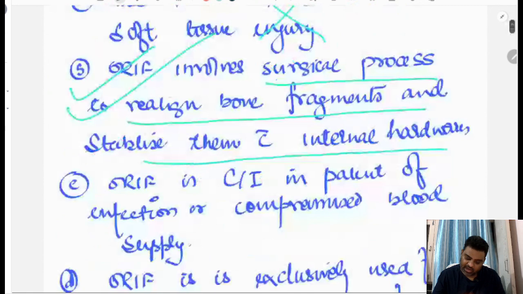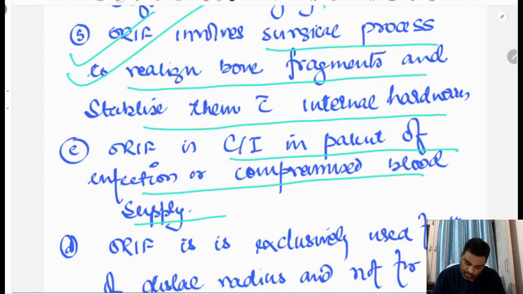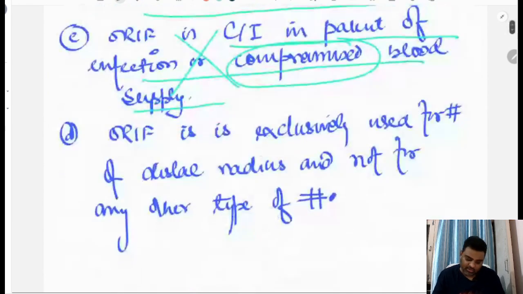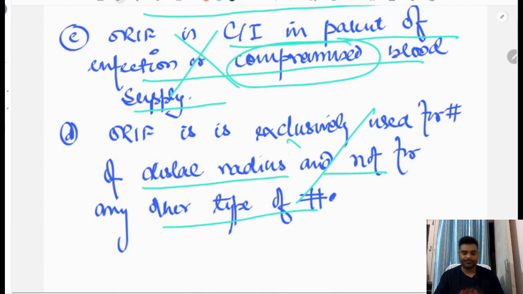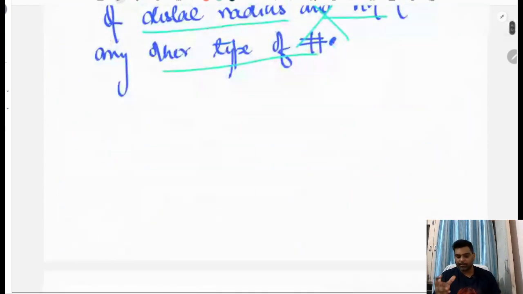ORIF is contraindicated in patient of infection or compromise. No, in compromised blood supply, you have to open then and there. So this is also wrong. ORIF is exclusively used for distal radius fracture and not for other. This is wrong. Okay. So this was regarding some question that has been asked regarding the basic things.